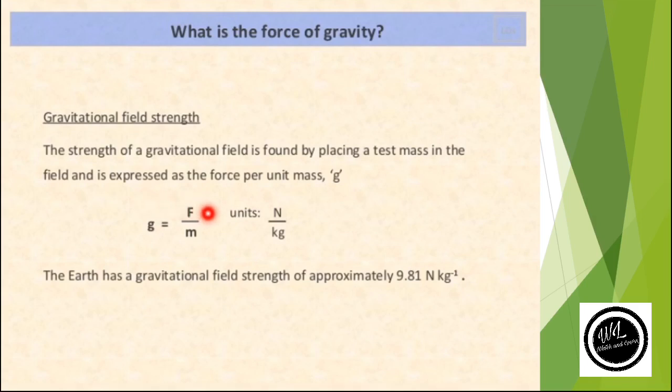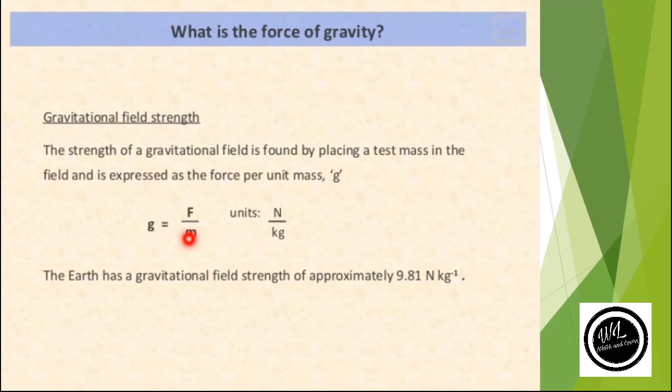In a gravitational field, the gravitational force per unit mass is equal to the gravitational field strength. The strength of a gravitational field is found by placing a test mass, or any object, in the field, and it is represented as force per unit mass, which is equal to the gravitational field strength, and it is equal to g. The unit of force is Newton, the unit of mass is kg.